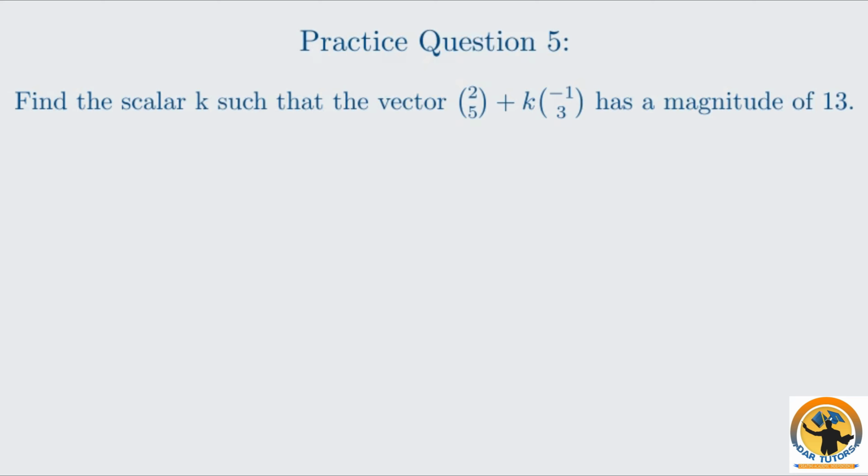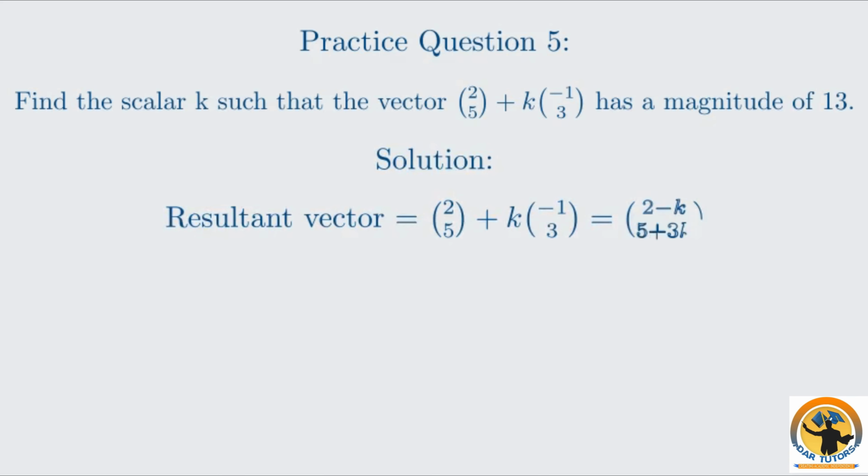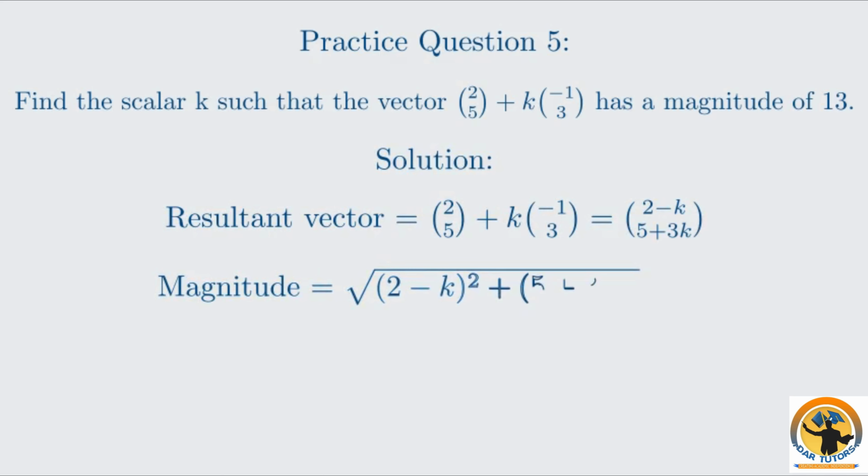First, we find the resultant vector. The vector is (2 minus k, 5 plus 3k). We are given that its magnitude is 13. So the square root of (2 minus k) squared plus (5 plus 3k) squared equals 13.